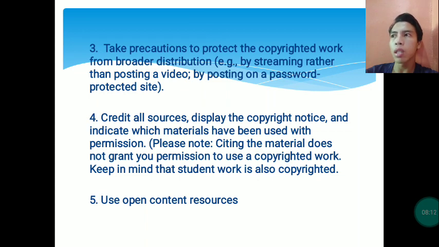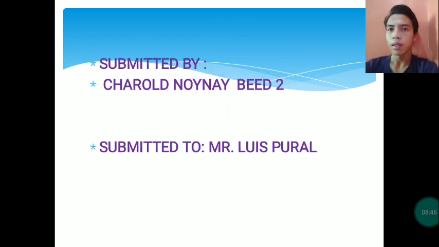Display the copyright notice. You must notice the owners or the author of particular works and indicate which materials have been used with permission. Please note, citing the materials does not grant you permission to use copyrighted work. Keep in mind that students' work is also copyrighted. And lastly, use open content resources. That's all. Thank you.